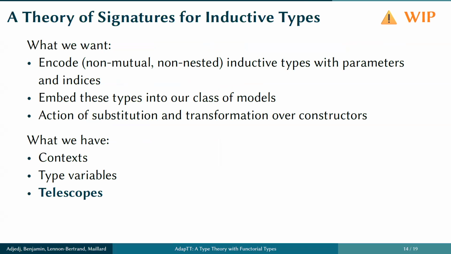Now that we have all this, we wanted to be able to talk about and construct nice inductive types. Our initial objective was just to do nothing very interesting. We're not doing quotient inductive types. We're just doing parameterized, indexed, non-mutual, non-nested inductive types, the simplest thing possible. And to do that, we have now three tools at our disposal: our usual context, our new type variables, and this notion of telescopes, which allows us to talk about dependencies.